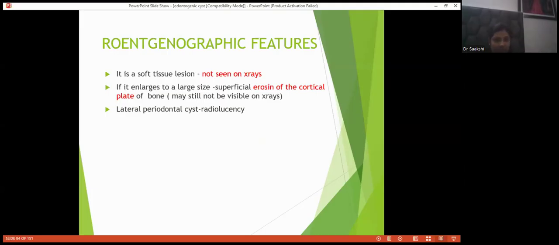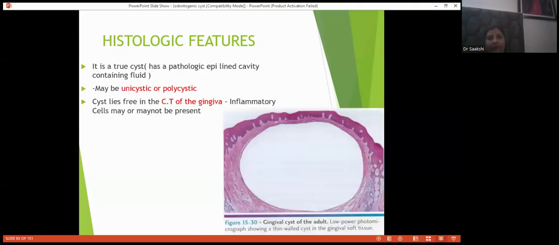If it enlarges to a large size, like more than 2 or 3 centimeters, then we see superficial erosion of the cortical plate of the bone. Sometimes we confuse it with the lateral periodontal cyst. So how does it look? As a radiolucent. If we happen to see it, it appears as a radiolucent.